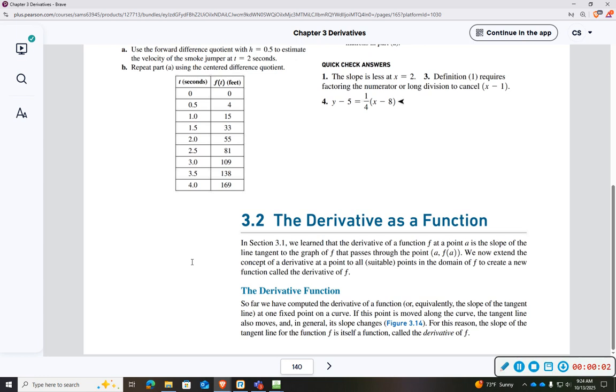All right, today we're going to be looking at section 3.2. This is the derivative as a function, and as we go into it, we've been talking about finding the derivative at a point and what the derivative is, the slope of a function at a point, but now we're going to be looking at the derivative as a function. So we're going to come up with a function that's going to give us a derivative, and we can find the slope along our original curve as we move.